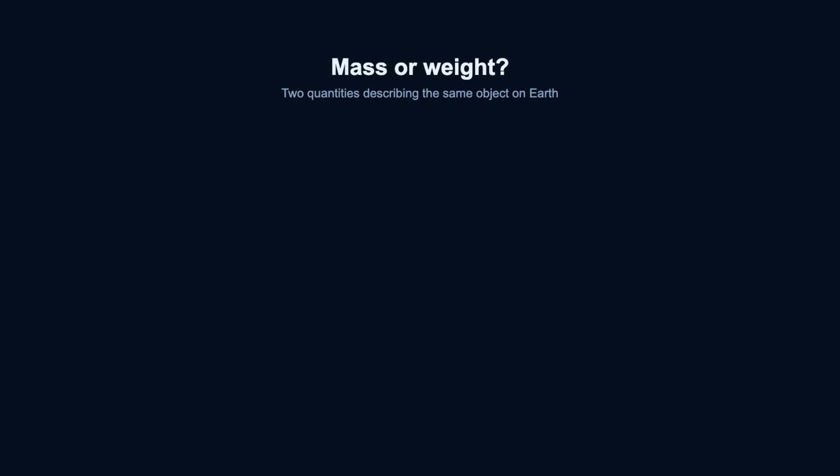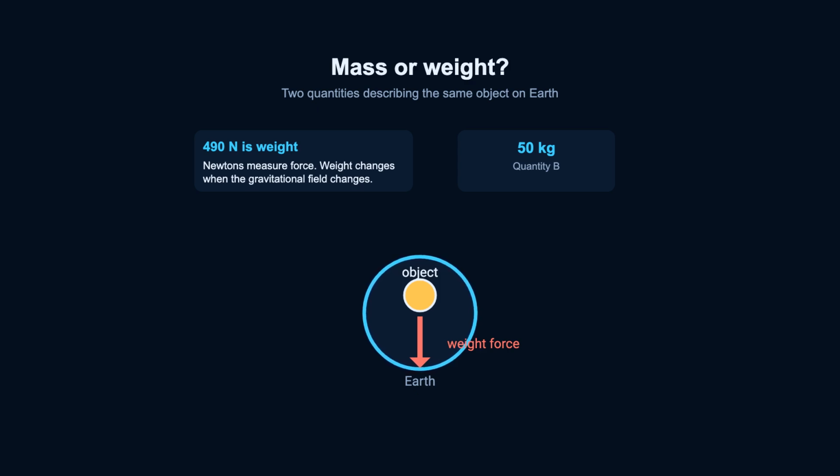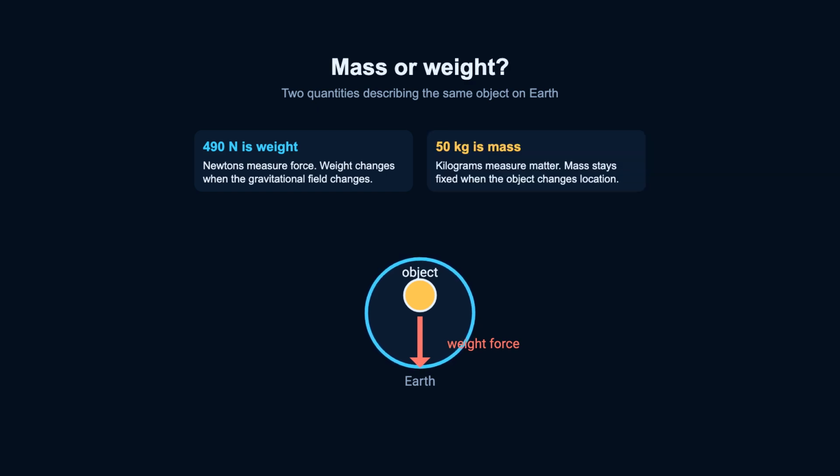Quick check before moving on. Two quantities. One is 490 newtons, the other is 50 kilograms, both describing the same object on Earth. Which one is the weight, and which one is the mass? The 490 newtons is the weight, because it's measured in newtons, the unit of force, and it's the value that would change if you moved the object elsewhere. The 50 kilograms is the mass, the fixed amount of matter, unaffected by location.